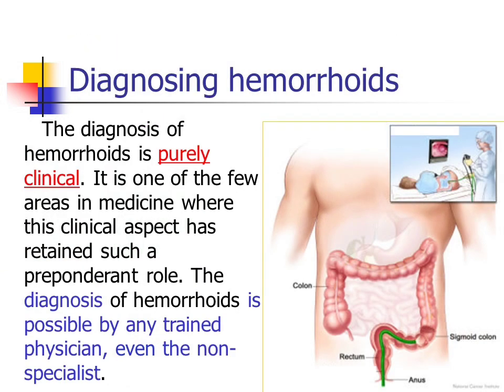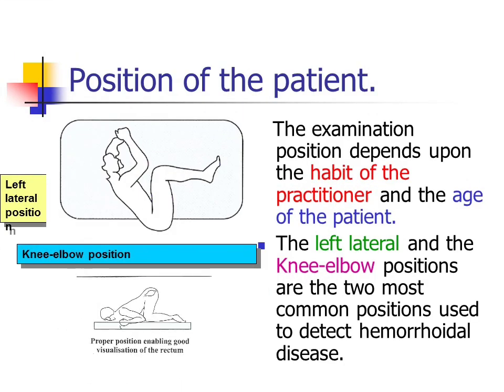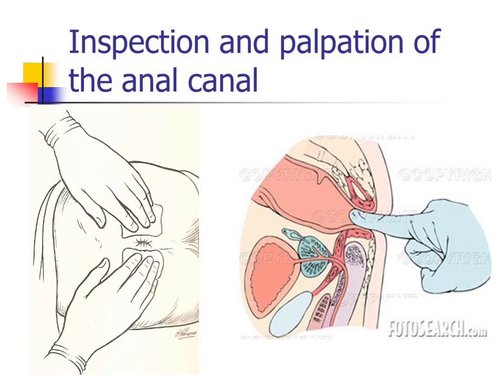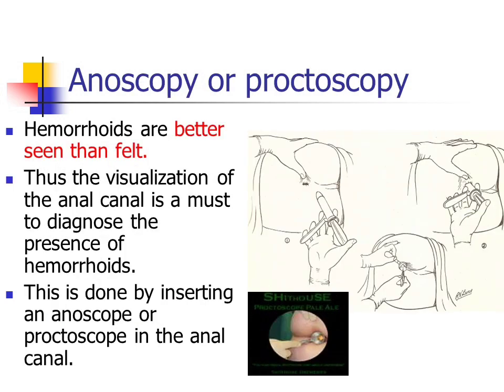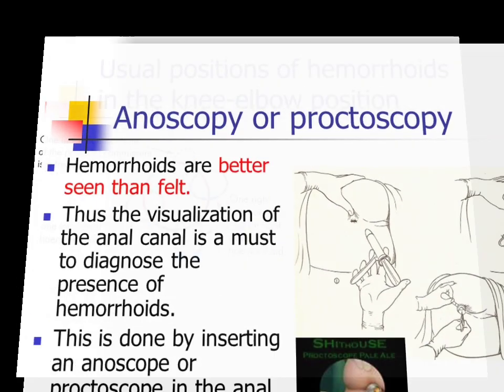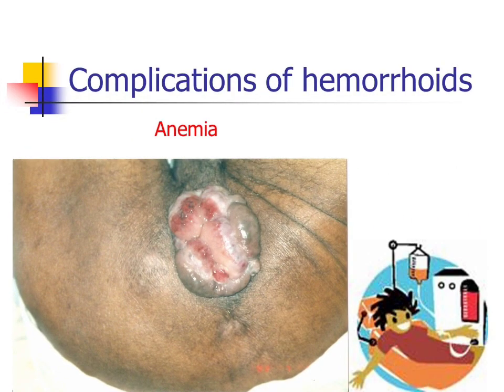Diagnosis is purely clinical. It is seen, then felt. The patient can be examined in the left lateral position or the knee-elbow position. First, inspection and palpation of the anal canal. Proctological examination is well tolerated and is done at the patient's convenience. So these are the 11, 7 and 3 o'clock positions.